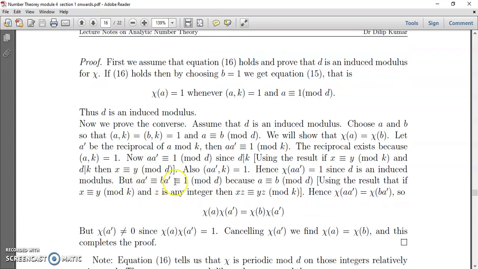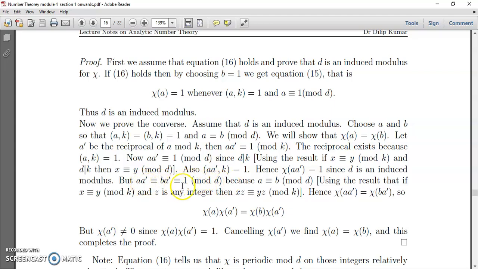Now we know what a prime is. b a prime is congruent to a a prime, which is congruent to 1 mod d, because a is congruent to b mod d, that we have assumed earlier. This is by using the result: if x is congruent to y mod k and z is any integer, then xz is congruent to yz mod k. In the same way here, a a prime is congruent to 1 mod d, and also a is congruent to b mod d. So b a prime is congruent to a a prime, which is congruent to 1 mod d.